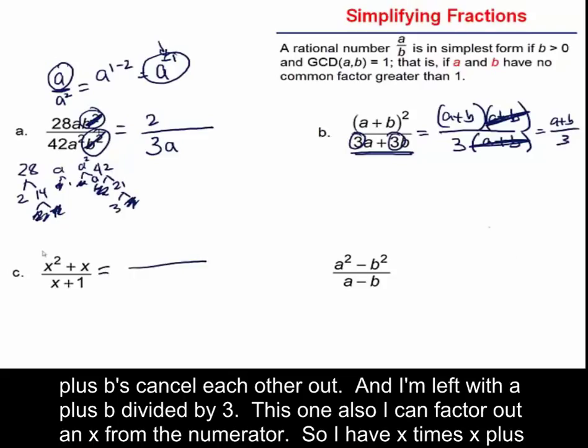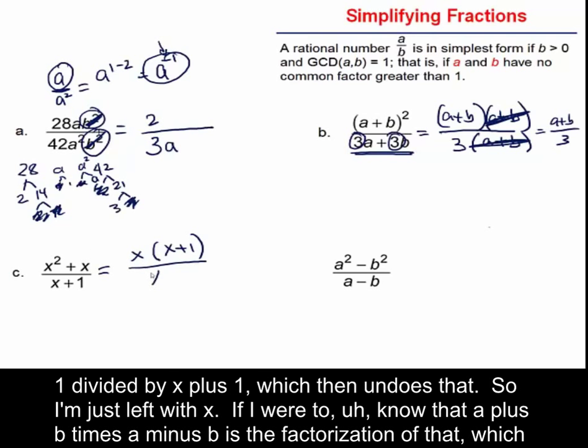This one also I can factor out an x from the numerator, so I have x times x plus 1 divided by x plus 1, which then undoes that, so I'm left with just x.